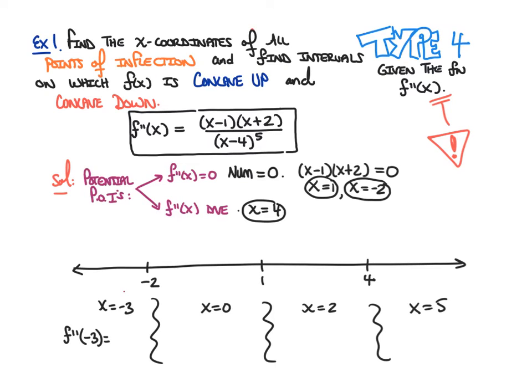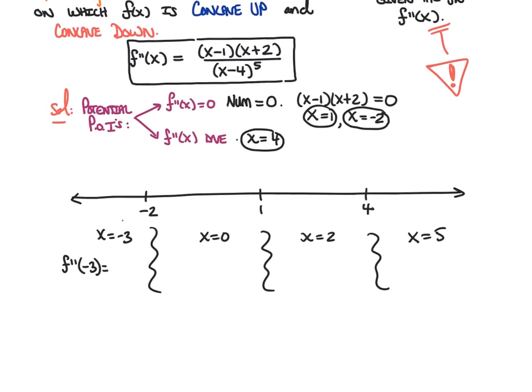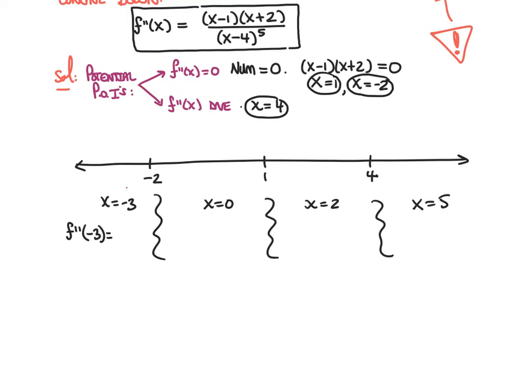Okay. Now you can do this out fully and find exactly what the number is, determine if it's positive or negative. But actually what I like to do is just play a little positive plus or minus game. So if we take -3, I'm going to throw it into this second derivative right up here. When I put in -3, the first factor, -3 minus 1, is going to be negative. Then -3 plus 2 is negative. And then I have -3 minus 4, which is negative, raised to the 5th.